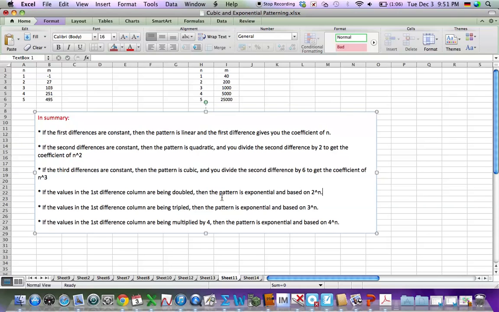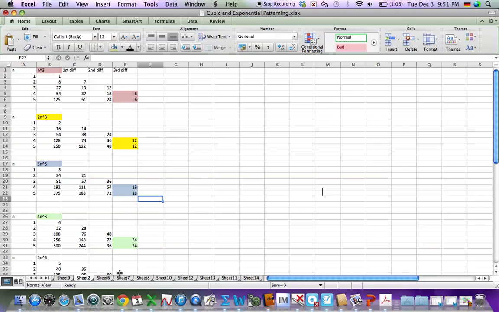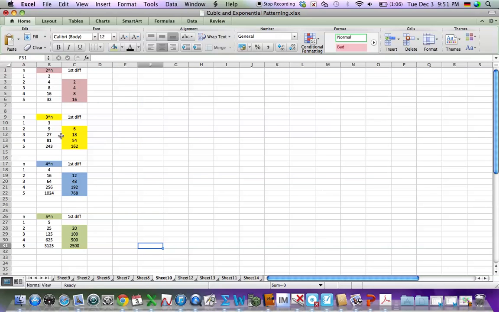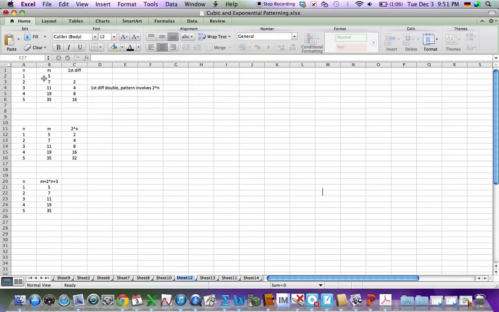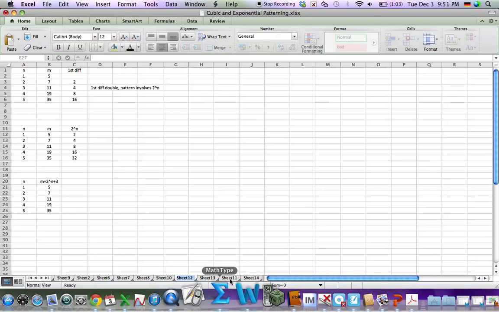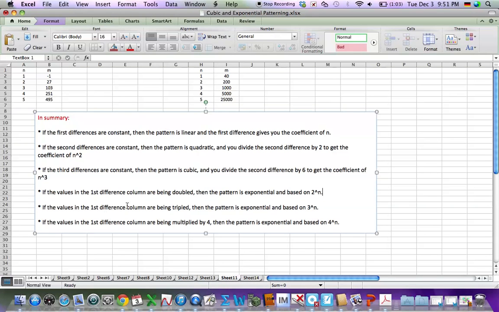to the power n. Now I'm just going to pause for a moment because I realise that actually if we go back to here, we don't actually even need to look at the first difference if the numbers themselves are being doubled or tripled or quadrupled. I think that works all the way through. Does it work all the way through? No, I lie. It's got to be the first difference. Okay, so this is correct. If the first differences in the column are being tripled, then it's based on 3 to the n. If they're being multiplied by 4, then it's exponential and based on 4 to the n.